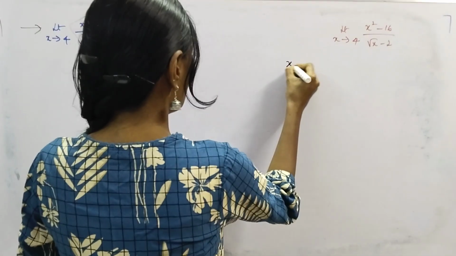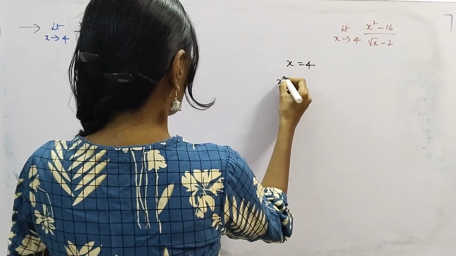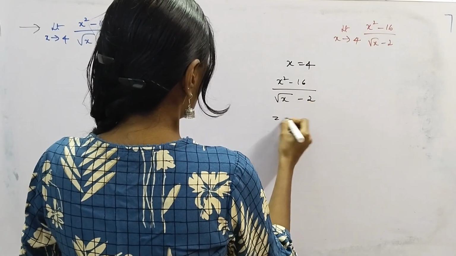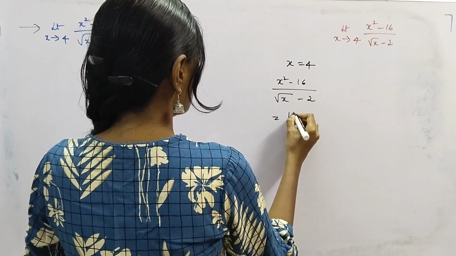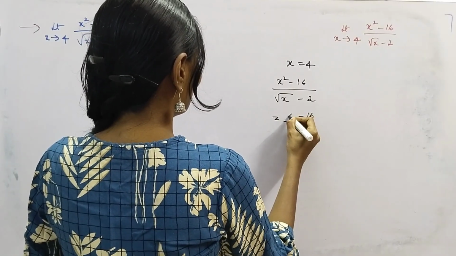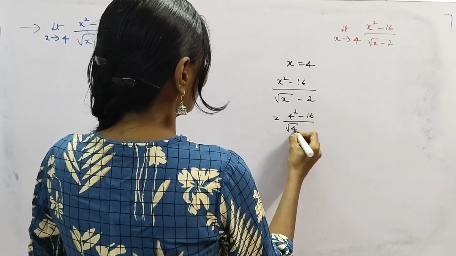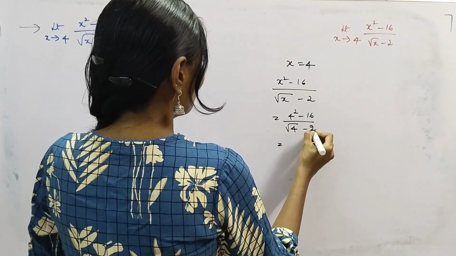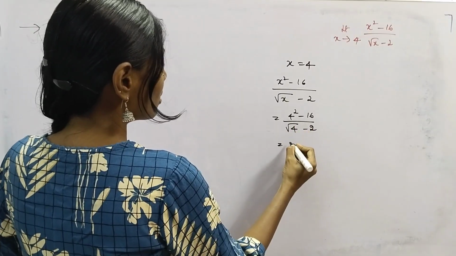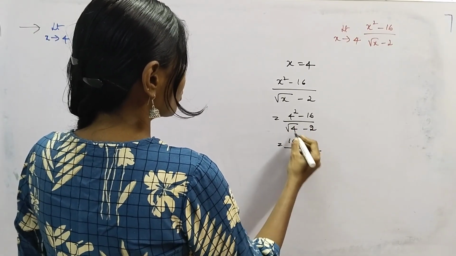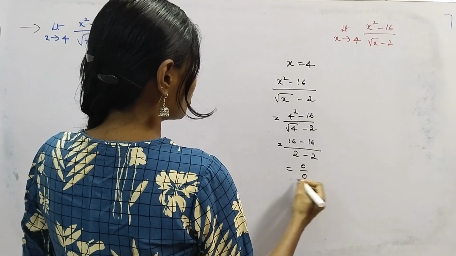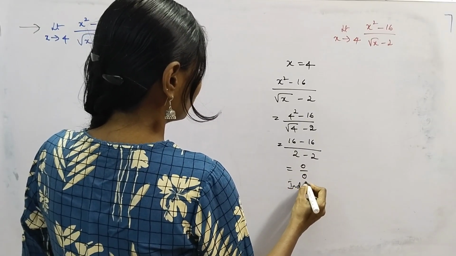Check the direct substitution method. Substitute x equal to 4 in the given expression (x square minus 16) by (square root of x minus 2), which gives us 4 square is 16 minus 16 by, I'll write, I'm afraid of writing shortcuts, because some people may not understand direct steps. That's the reason. So 4 square is 16 minus 16 by square root of 4 is 2 minus 2. 16 minus 16 is 0 by 2 minus 2 is 0, which is an indeterminate form, right?